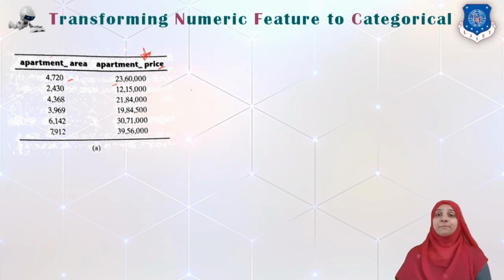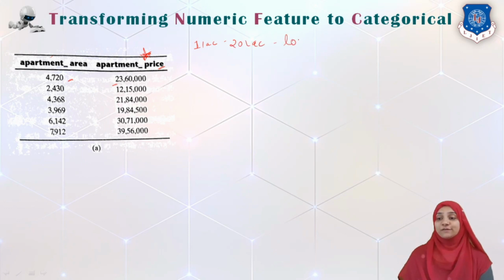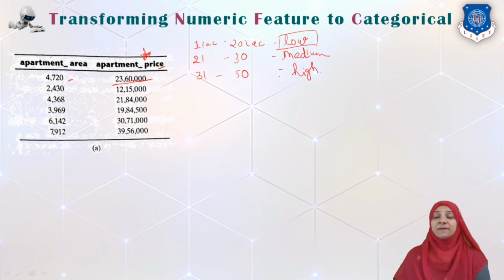We create different bins or categories. Say for example, price from 1 lakh to 20 lakh, we say the price of the given apartment is low. From 21 lakh to 30 lakh, we say the price of the apartment is medium. And from say 31 to 50 lakh, we can say the price of an apartment is high. So we will take an apartment price, see which bin it fits in, and replace it with the given bin header.